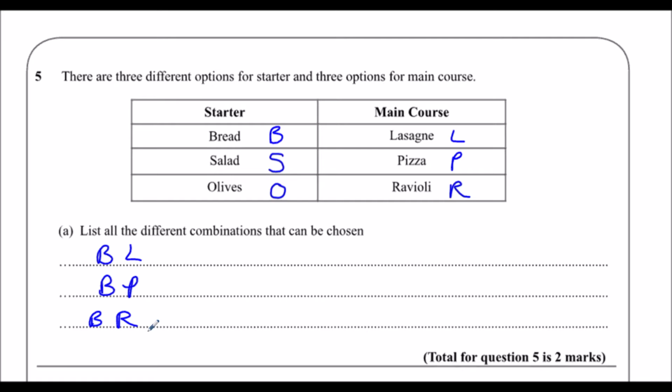If we have S first, we can have S and L, S and P, and S and R. Or if we have O first, we can have O and L, O and P, and O and R. So they're all the different options. There's no option that we've left out. So that's the answer.